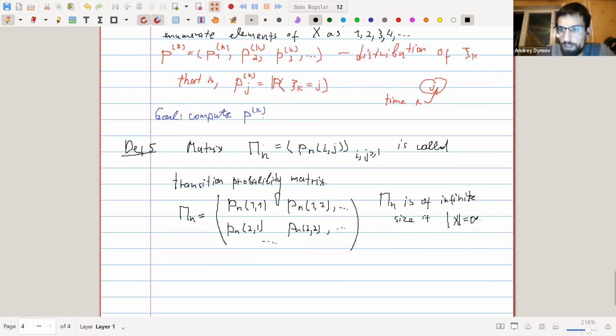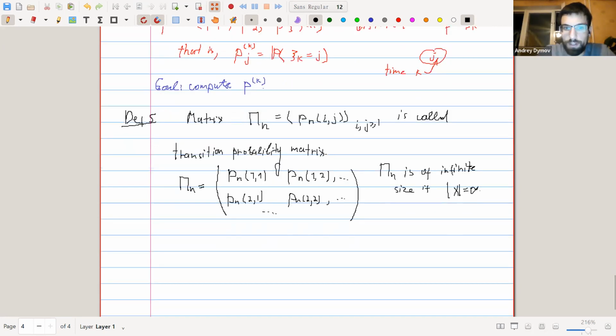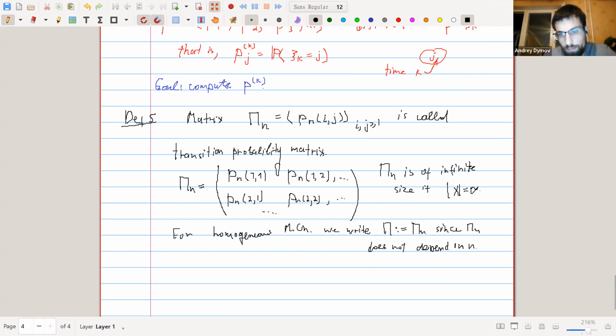If the Markov chain is homogeneous, then it doesn't depend on n, right? No, the Markov chain depends. The matrix does not depend. Okay. So indeed, for homogeneous Markov chains, we will write just P instead of P_n, since P_n does not depend on n.